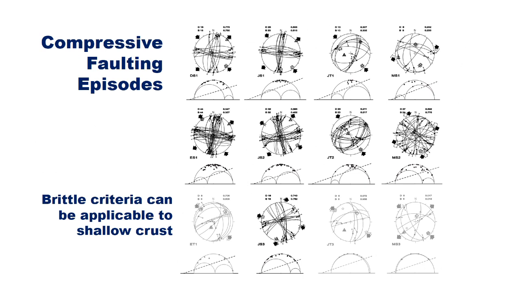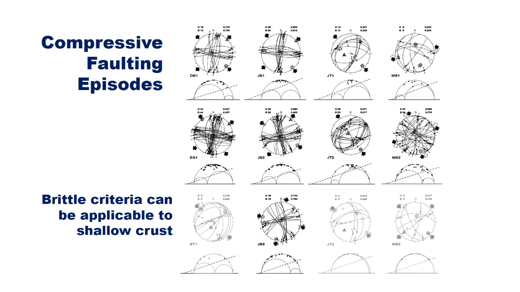In order to determine the stress magnitude, especially the additional horizontal stress, we try to determine the friction line for the strike-slip or reverse faulting type populations. For this, brittle criteria can be applied to the shallow crust. So we utilized fault populations of shallow depths.